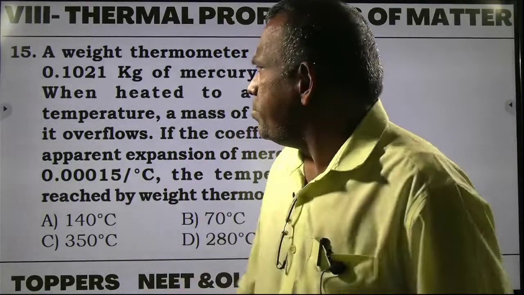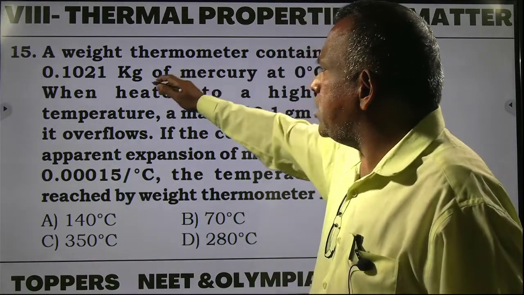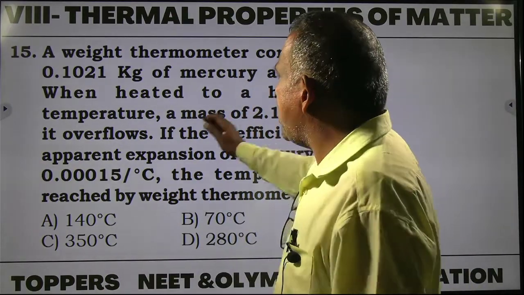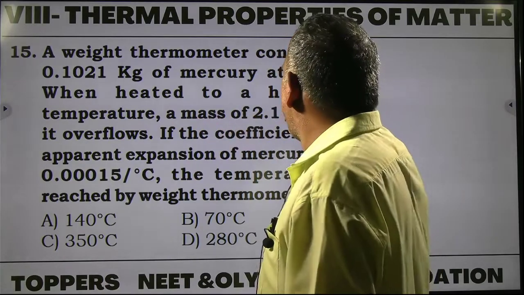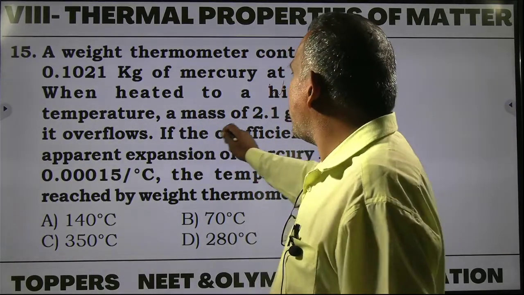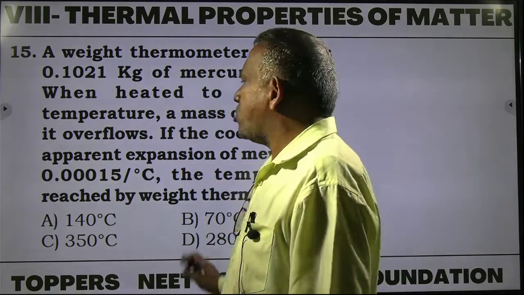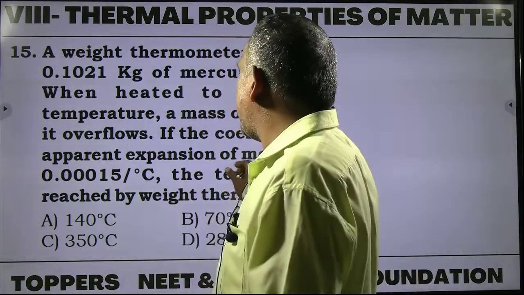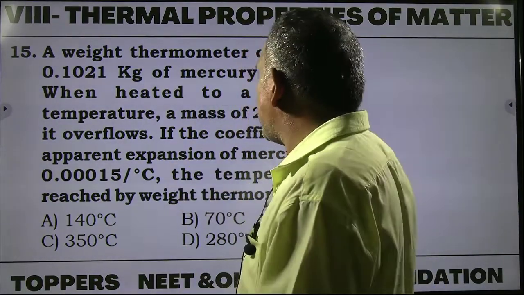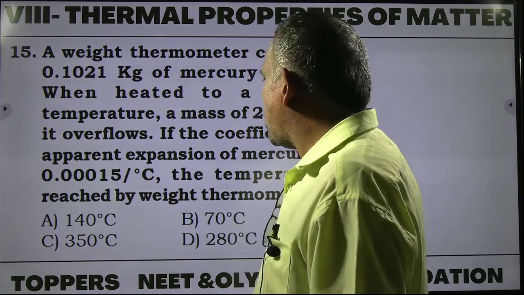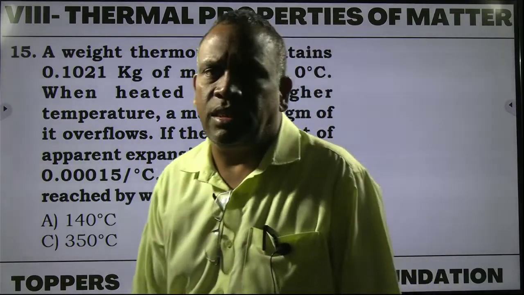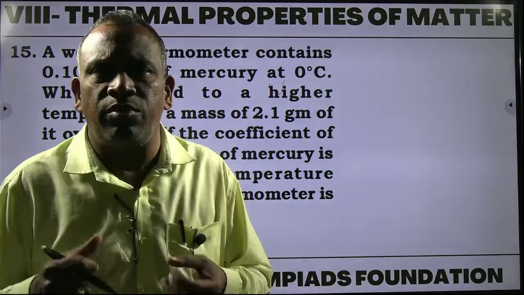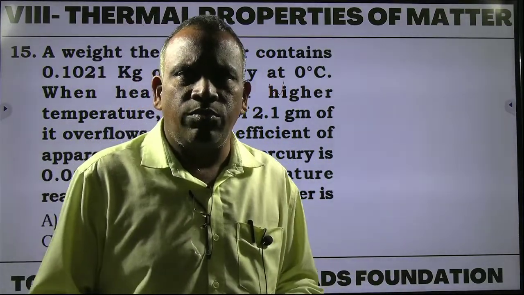Question number 15. A weight thermometer contains 0.1021 kg of mercury. So now weights are given. When it is heated, a mass of 2.1 grams overflows from that container. If the coefficient of apparent expansion of the mercury is given, what will be the temperature? In this problem, we have to find the temperature. How much mass of liquid is expelled from the thermometer? So we have to find the temperature.